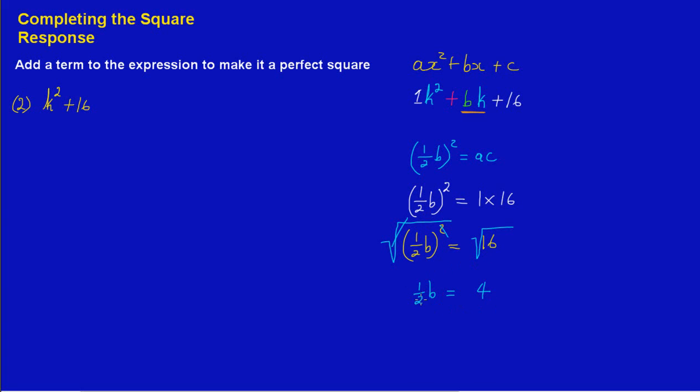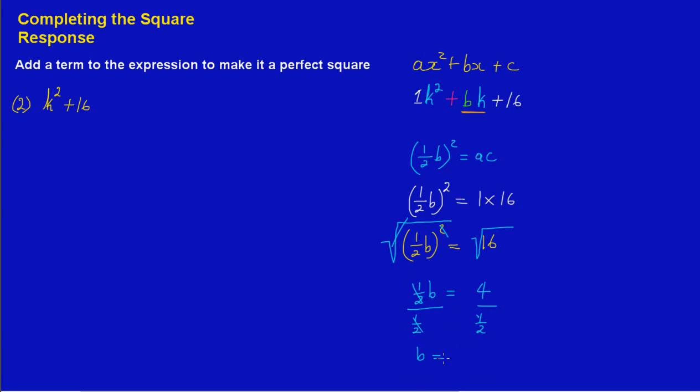So all I'm saying here now is that I have a half of b. A half is multiplying b, so I need to divide through by a half. So I'm going to divide through by a half. What I do to one side, I do to the next. So now this half will cancel that half, and I have b.